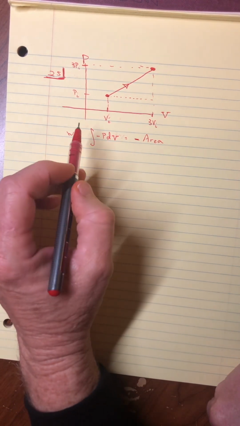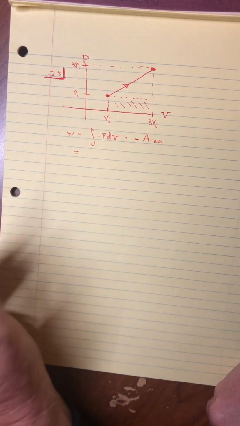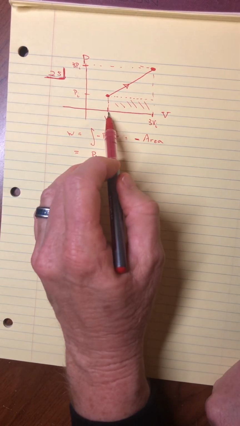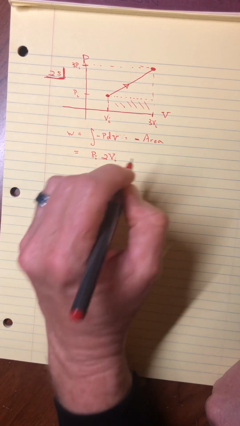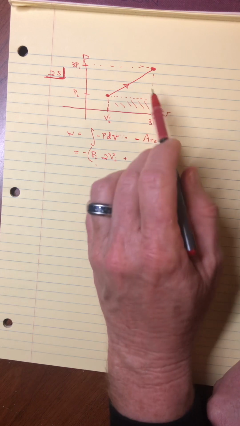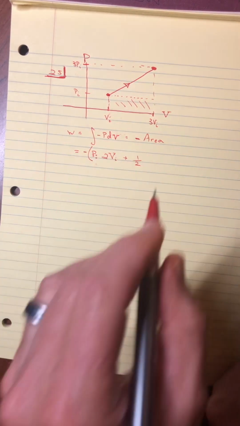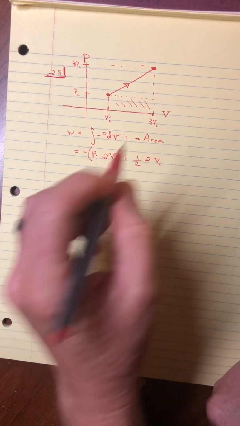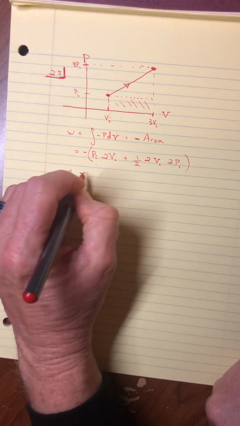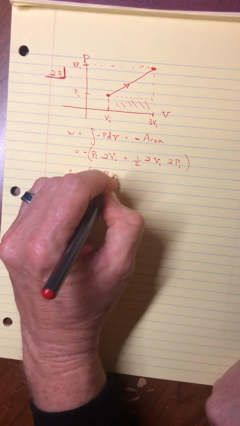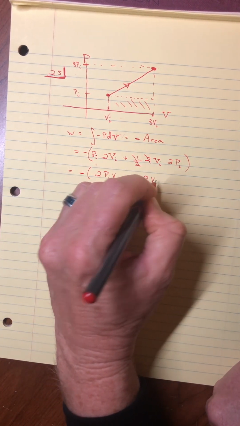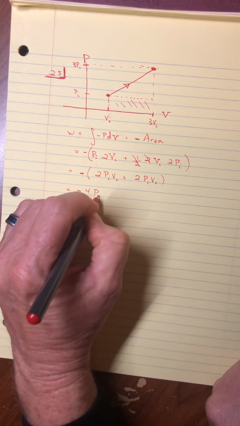Okay, so I'll just take the area. In this case, if I do this rectangle down here, the height of this rectangle is the initial pressure, and the length would be 2 times the initial volume. Let me get the negative there. So that's the area of the rectangle. Now the area of this triangle above it, since it's a triangle, is 1/2 the base, and the base is 2 times the initial volume, times the height, which is 2 times the initial pressure. So again, there's the negative sign, and I'll just write that as 2 PiVi. And it looks like I also have another 2 PiVi. And so we have negative 4 times PiVi.